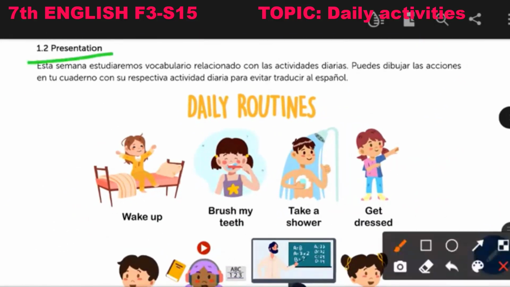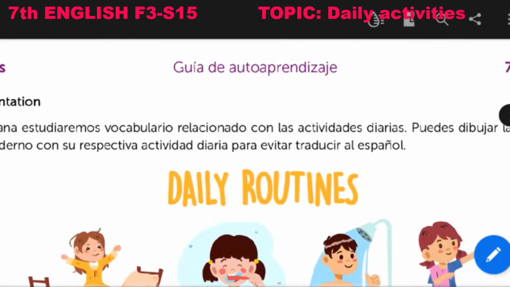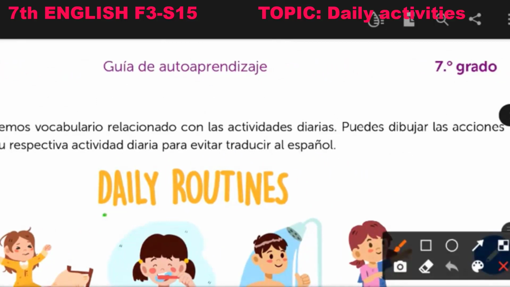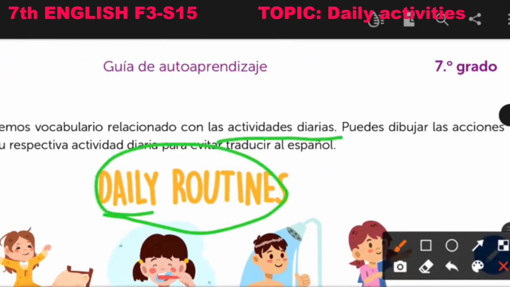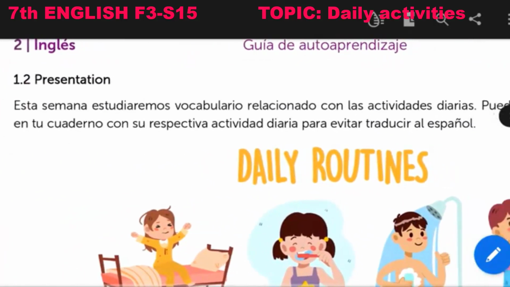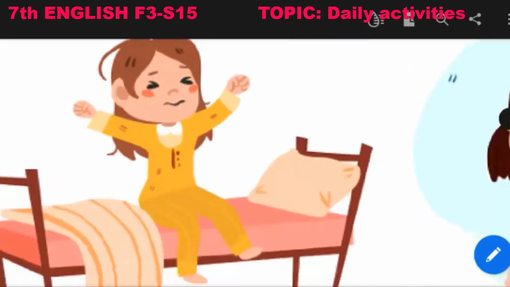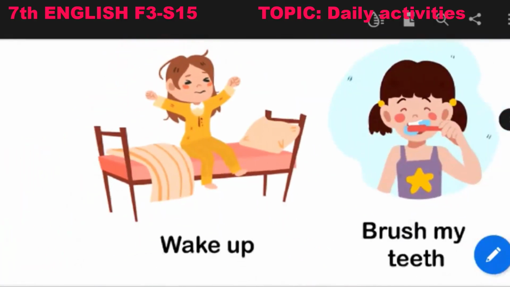Let's read. Presentation, over here. Esta semana estudiaremos vocabulario relacionado con las actividades diarias, daily routines. Puedes dibujar las acciones en tu cuaderno con su respectiva actividad diaria para traducirlas al español. So, listen and repeat.